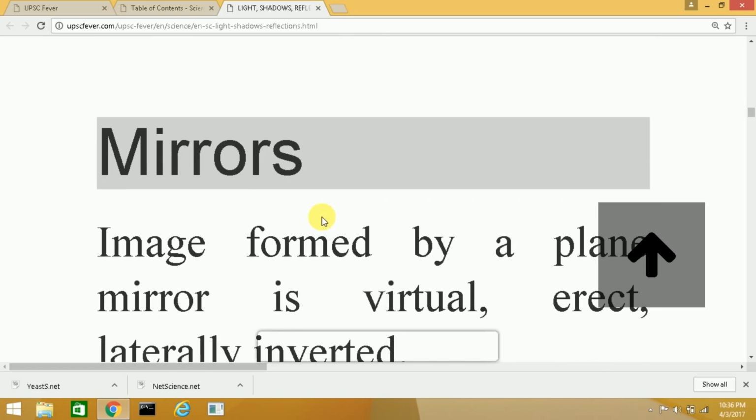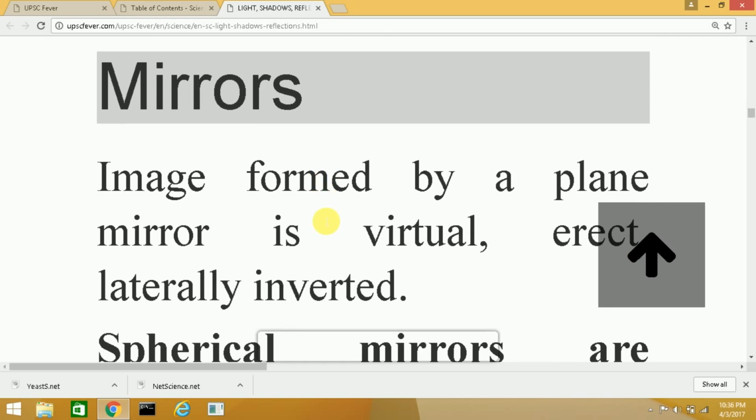So the next part is about lenses and mirrors. A mirror is used for many purposes and it is of many types. An image formed on a plane mirror, which is usually seen in our houses, is virtual, erect and laterally inverted. Spherical mirrors are of two types, concave or convex. So the concave mirror you can see here.